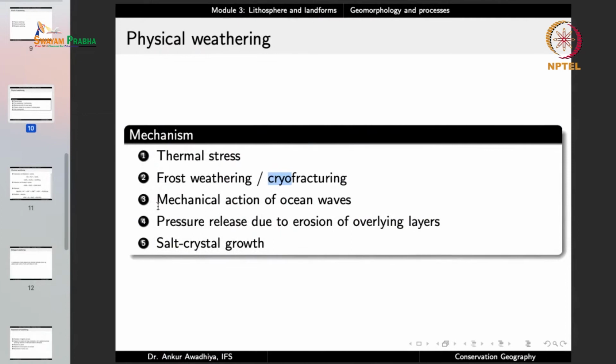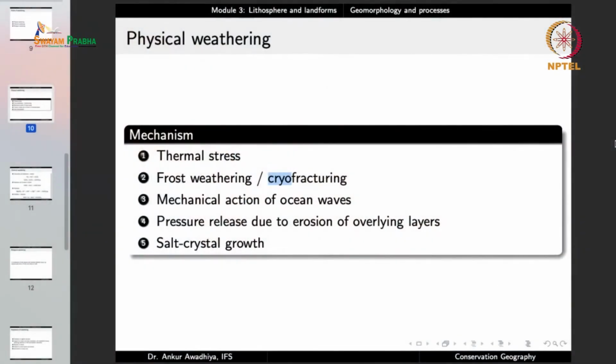Another mechanism is the mechanical action of ocean waves. Now ocean waves, when they strike at a rock, they are exerting a physical force on the rock. They are bumping against the rock again and again. They'll probably also be carrying some amount of sand, which will also act as a sandpaper to wear off the rocks. So we have the physical bumping and we also have the sand, because of which the rock will weather in a physical manner. We also have the pressure release due to erosion of overlying layers.